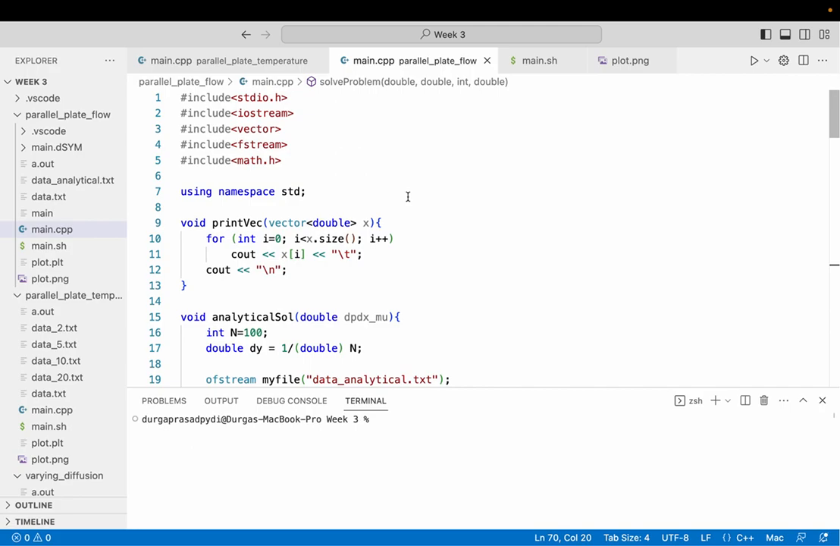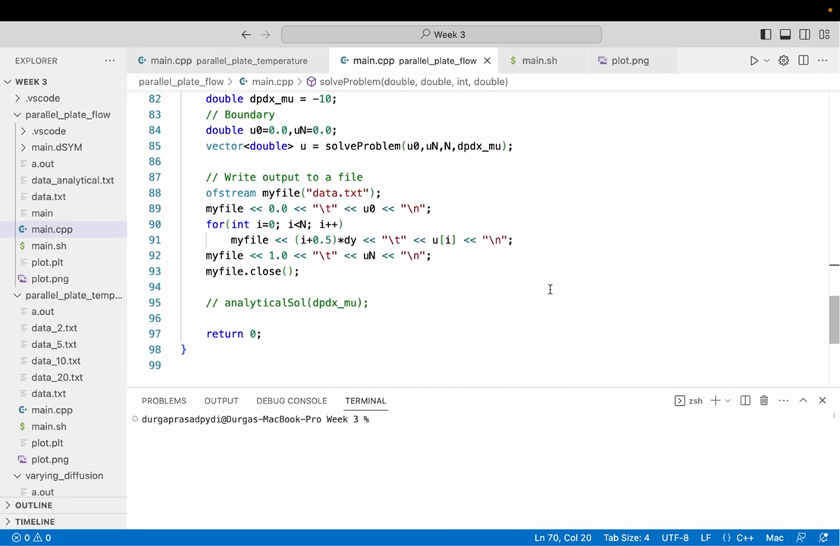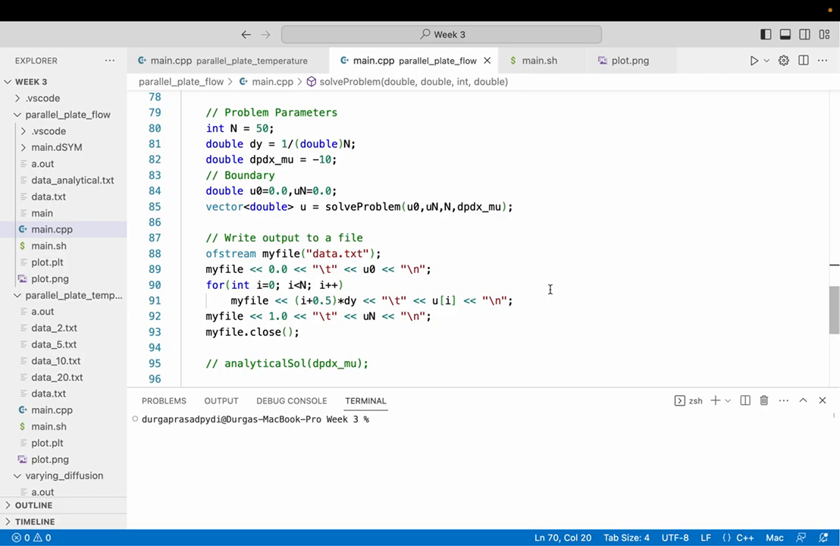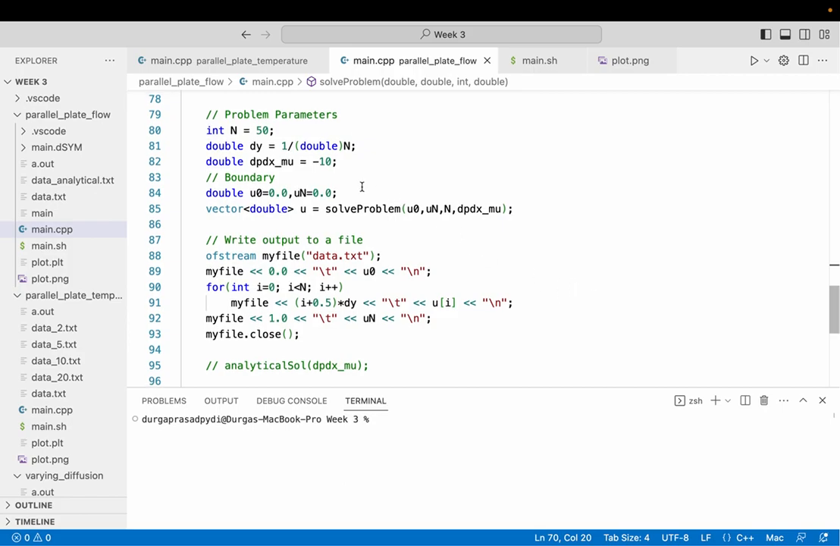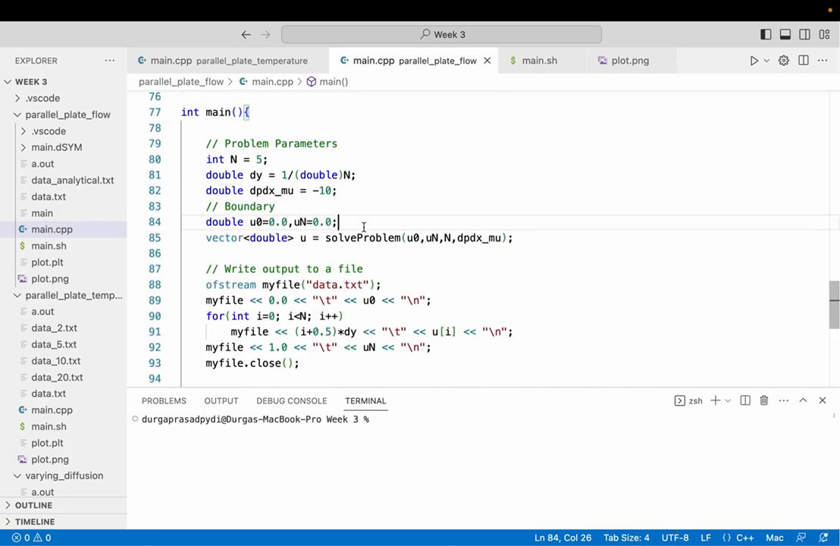I hope this is visible, right? So this is the problem we are trying to solve: two parallel plates, with both top and bottom velocities as 0. I'm taking a value of dp dx by mu as minus 10. These are just problem parameters. I'm taking a grid with, say, 50 points, or maybe we can first try a smaller one, say 5 grid points. So you have 5 nodes, or 5 unknown velocity components that you want to find, u0 to u4. These are my initial conditions.